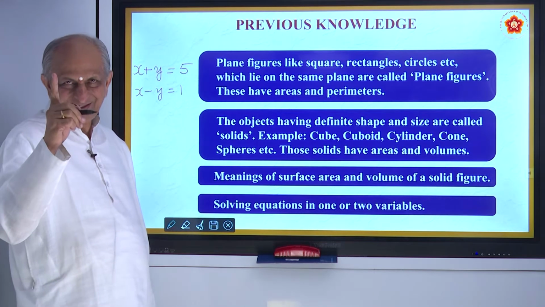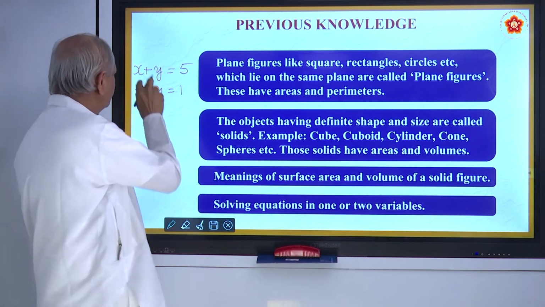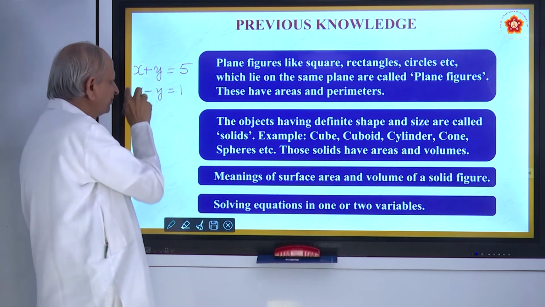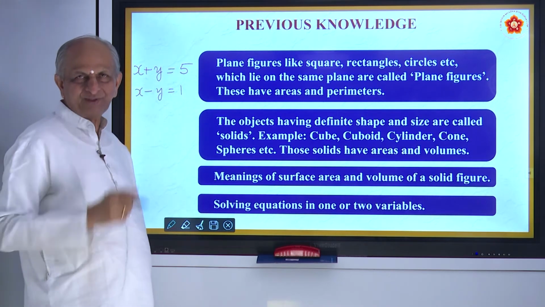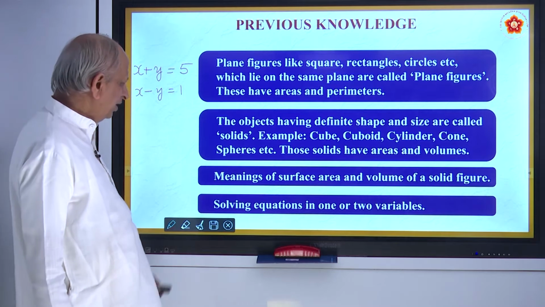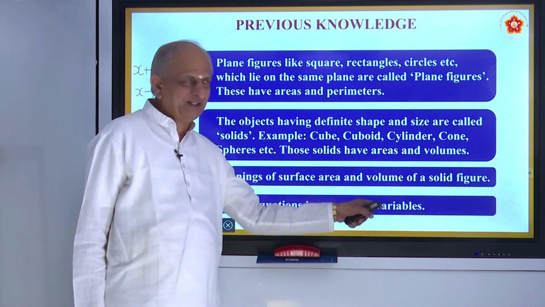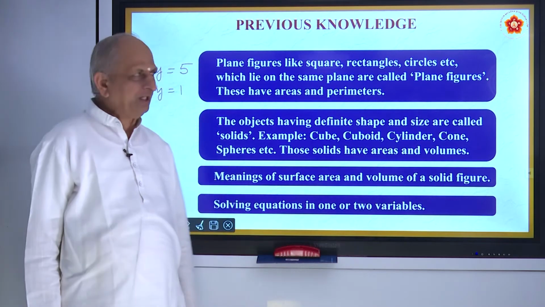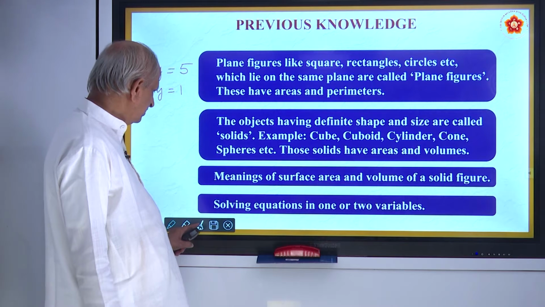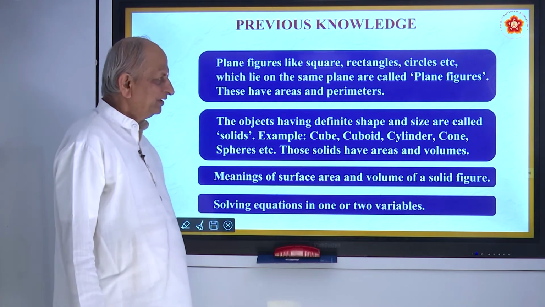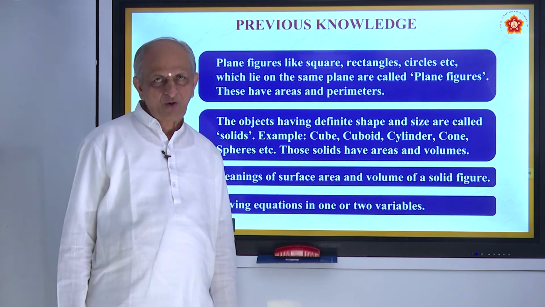Yes, it is 3 and 2. So 3 plus 2 is equal to 5. 3 minus 2 is equal to 1. Is it not? So they are called equations of two variables. All these things you have studied in the previous class. Now what is it that you are going to study now?